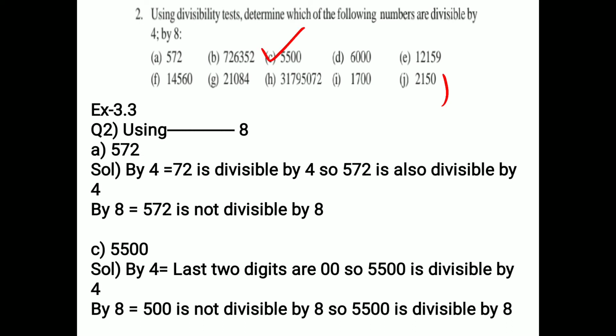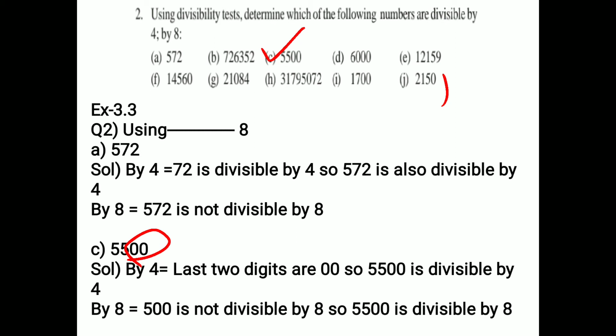Today I do the C part for you. In the C part, the number written is 5500 by 4. What do I have to check? The last two digits are 00. If the last two digits are 00, the number is divisible by 4, because I told you, in the divisibility rule of 4, the last two digits should be 00 or divisible by 4. Now here they are 00. So 5500 is divisible by 4.